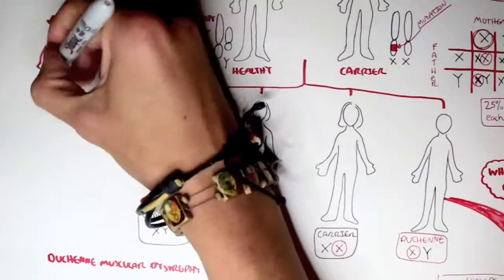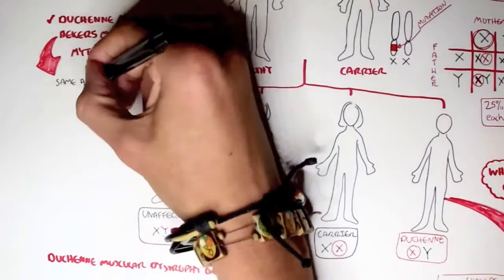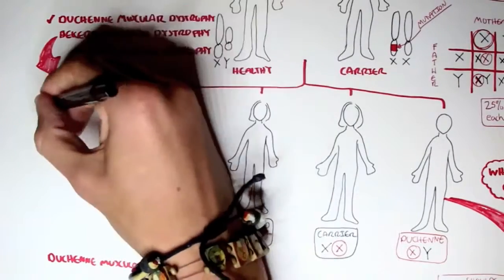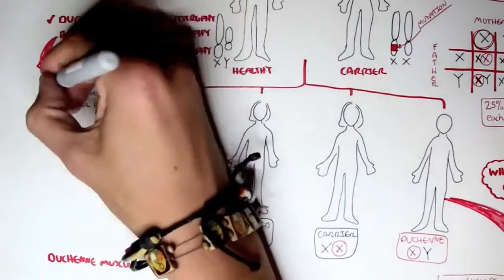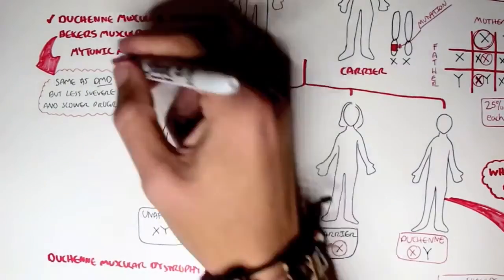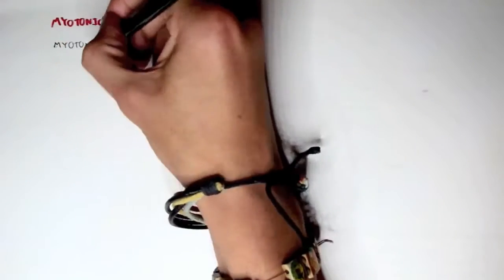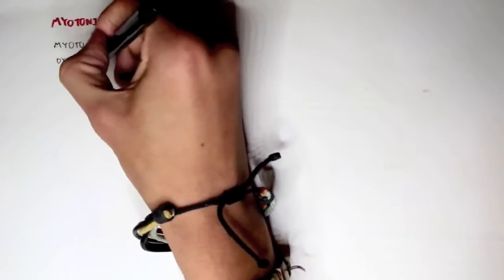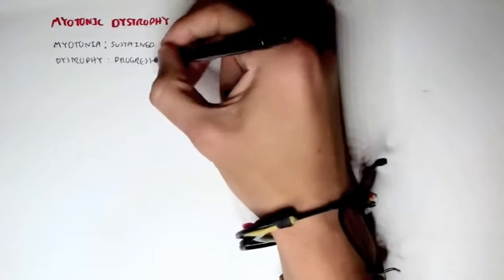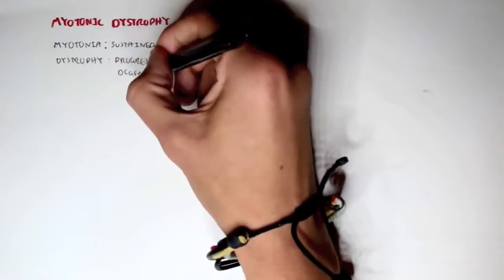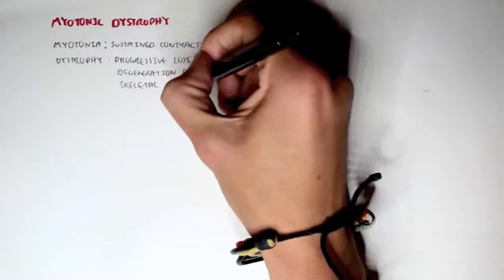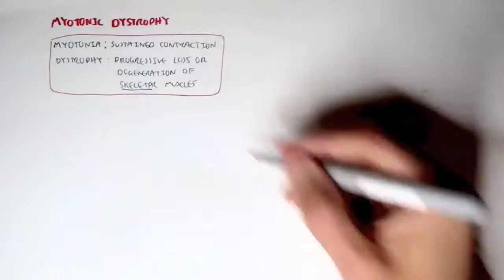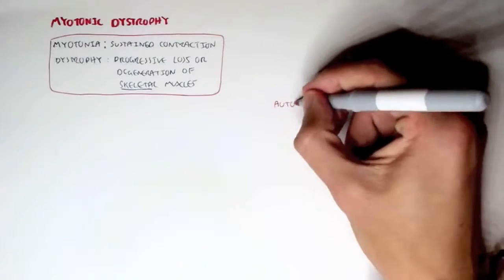So we just looked at Duchenne muscular dystrophy. Now, Becker's muscular dystrophy is the same as Duchenne muscular dystrophy, but it's less severe and has a slower progression. Now for myotonic muscular dystrophy. What does myotonic mean? Well, let's break it down. Myotonia means sustained contraction of the muscle. Dystrophy, as we know, is progressive loss of skeletal muscle, but actually, dystrophy can mean any type of muscle being degenerated.